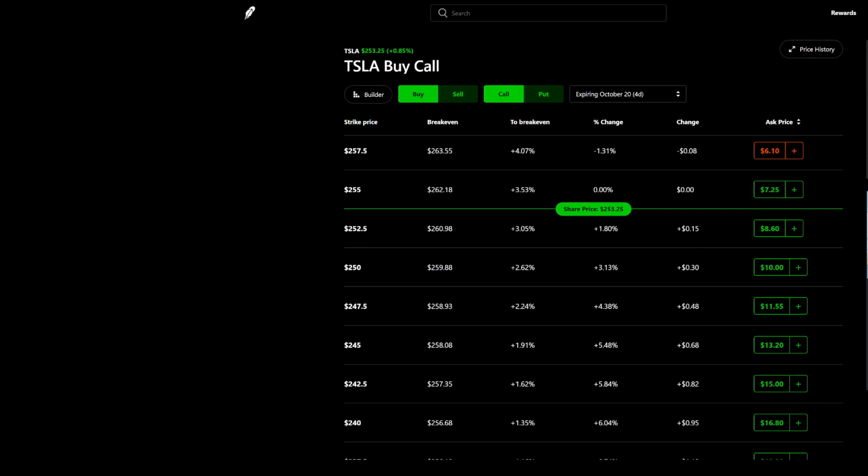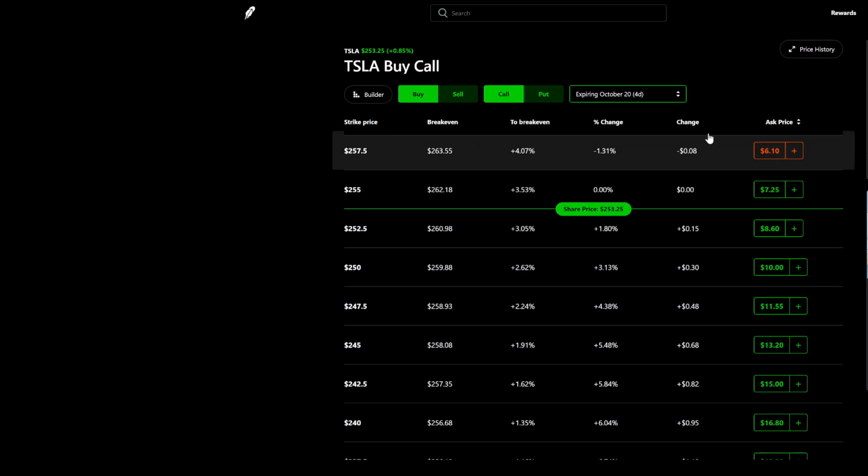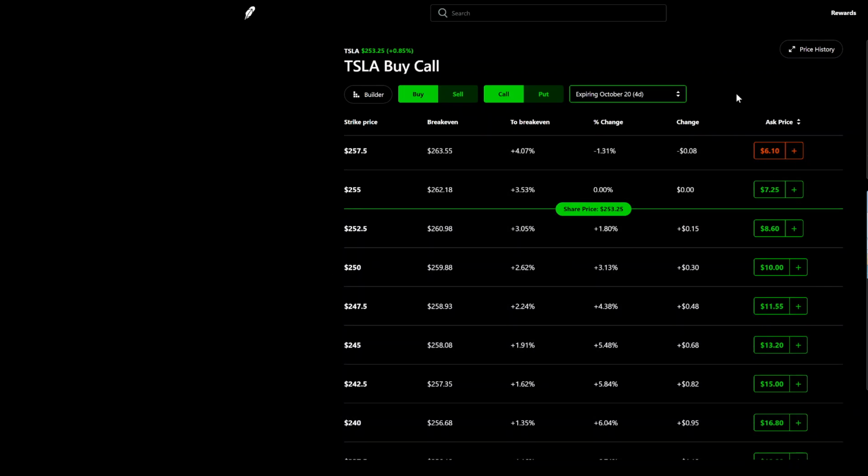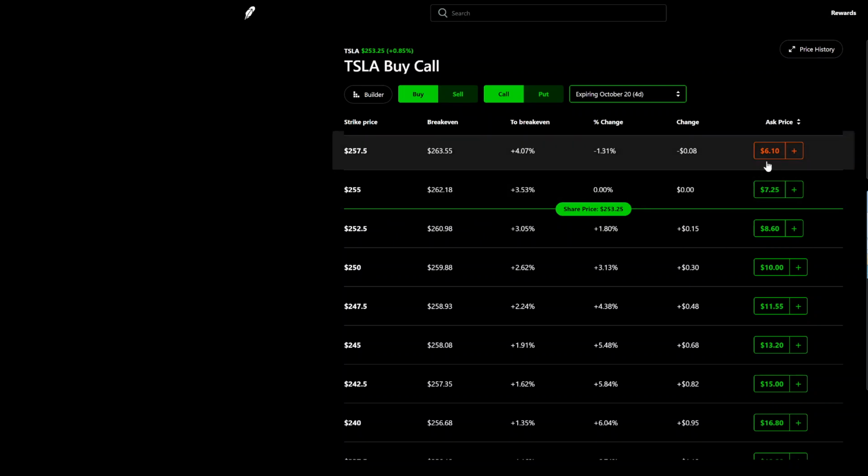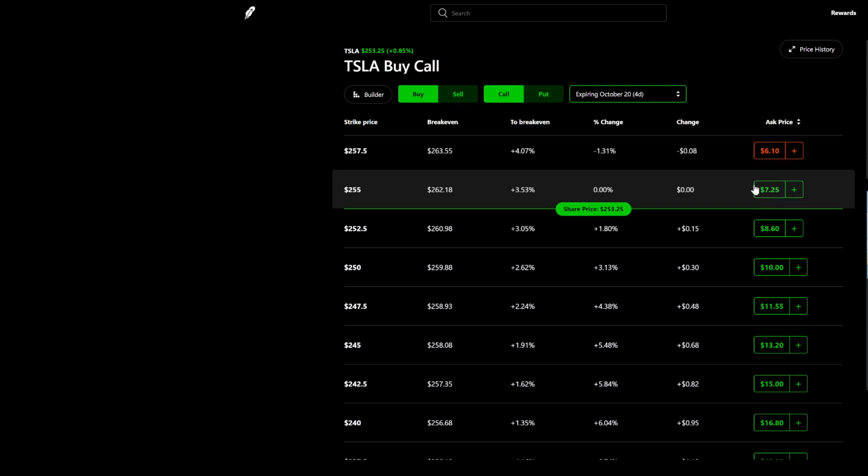On the far right here, you have your premium listed, and that's going to be how much your contract costs times 100, because the options contract is ultimately an option to buy or sell 100 shares at the particular strike price. So this says $6.10 for this. This is actually $610. Okay, $7.25 premium, so $725.